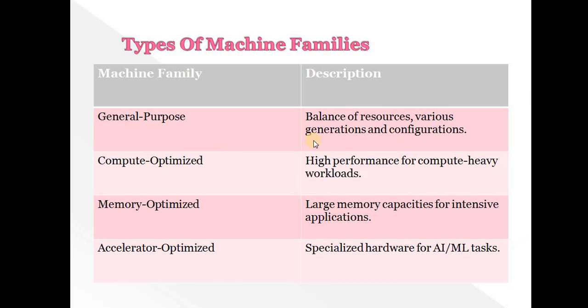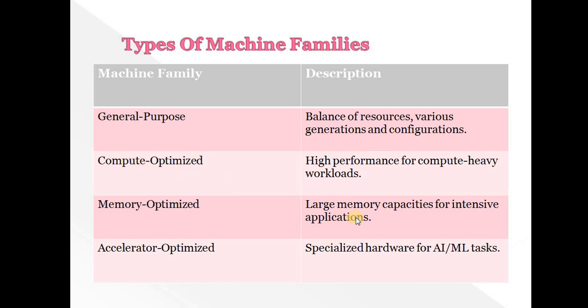If you have a small web application, or a dev or test environment, and you want to create a virtual machine with a balance of resources, then you have to opt for the general purpose machine family. If you have high performance and heavy workloads, for example gaming applications, and you want to create a virtual machine, then you have to opt for compute optimized.